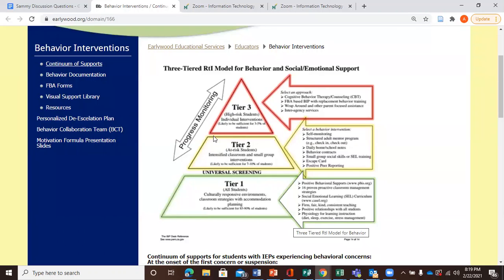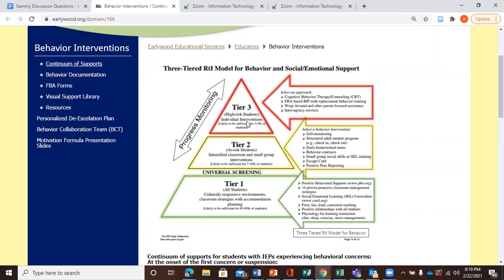Now we're thinking about tier 3. These are what's called the high-risk students. So these are individualized interventions. And this is the top tier intervention that we can provide students. So only about 3 to 5% of students are going to require tier 3 intervention. So if we provide data that these tier 1 interventions aren't working, the student moves up to tier 2. With data, if we say that those interventions aren't working, then the student goes to tier 3.